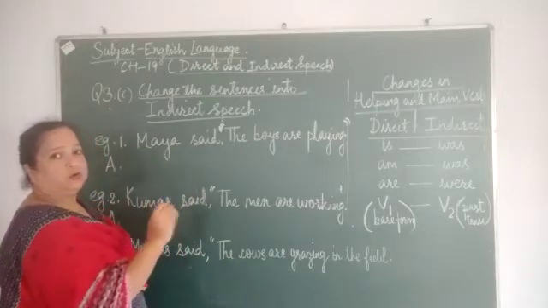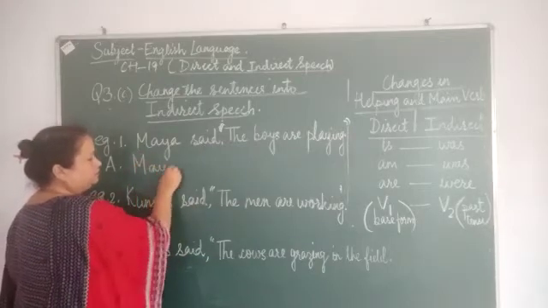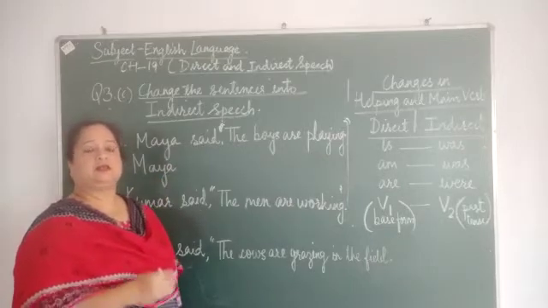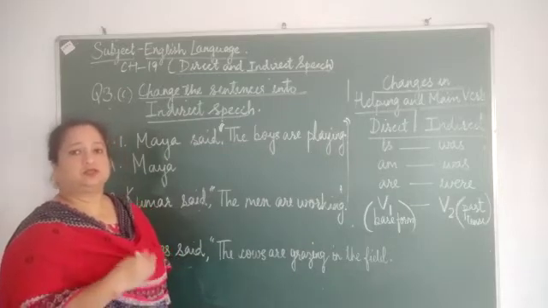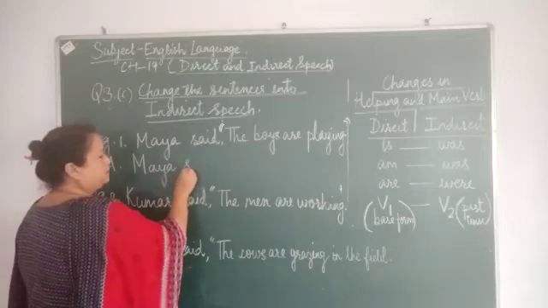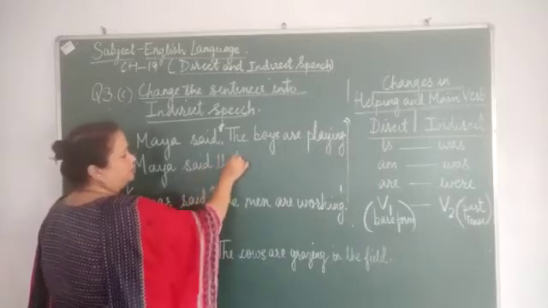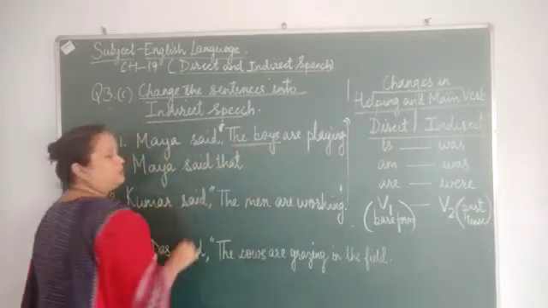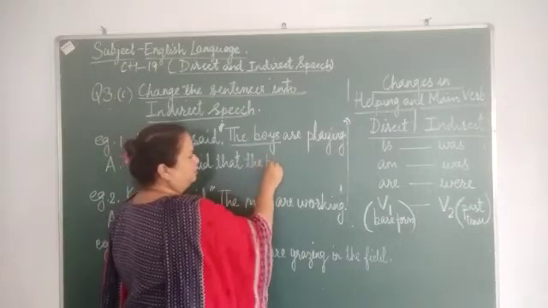Now first of all, who is saying the sentence? We know the narrator or the speaker. The speaker is Maya. So what's an indirect sentence? The indirect sentence are the words that are transformed, that are changed, and they are said by the speaker. So Maya said. Now instead of the inverted commas, what do we write? We use "that". So Maya said that. Now who is she talking about? She is talking about the boys. So we will write the boys.